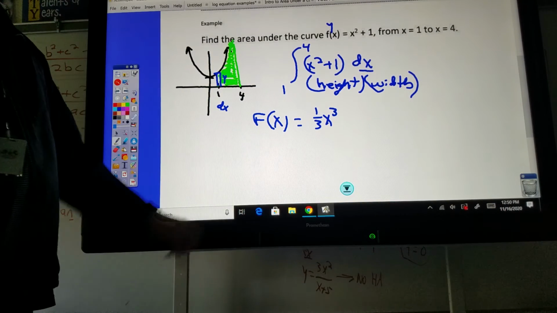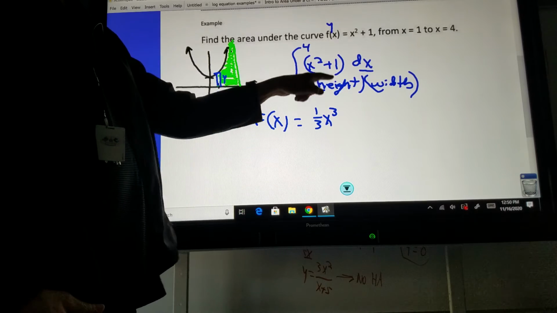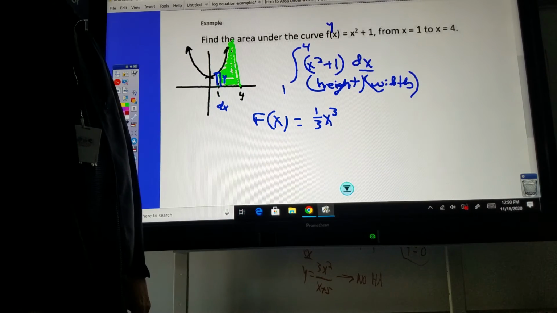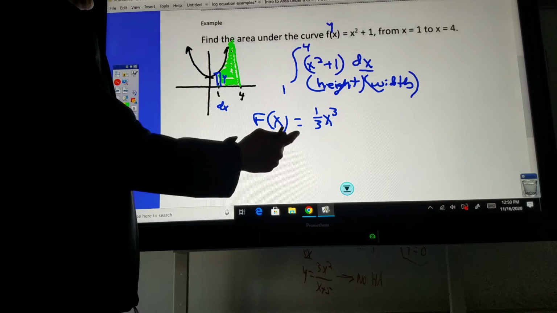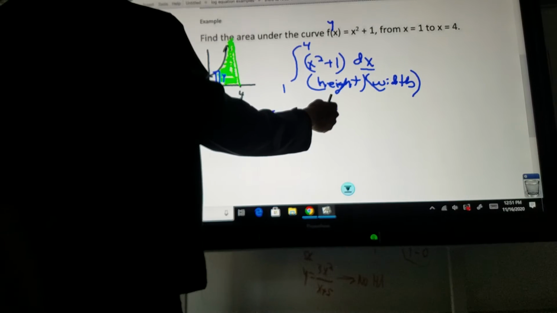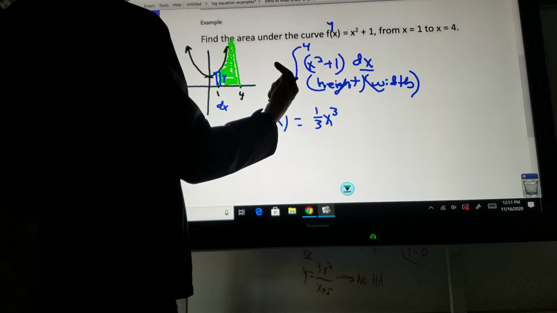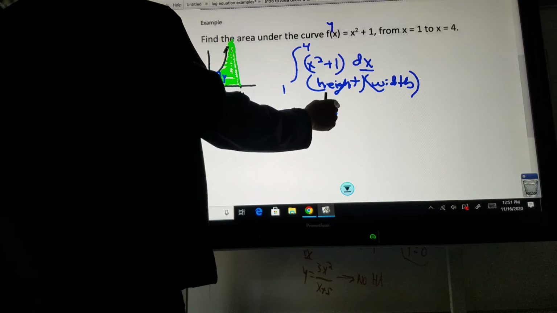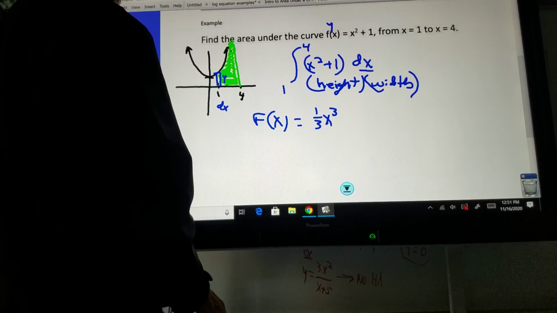So it's the opposite process. You bump up the power and then multiply by the flip of the new power. In other words, you divide by the power. Think about it. If I took the derivative of this here, what would I get? I'd get 3 times 1/3, which would be 1. And then I'd have x squared. I'd get the original term back, wouldn't I?